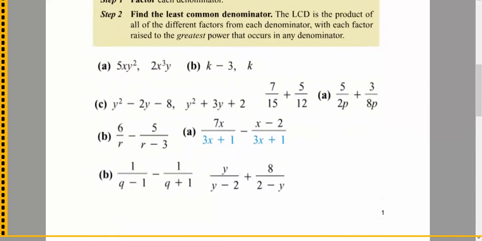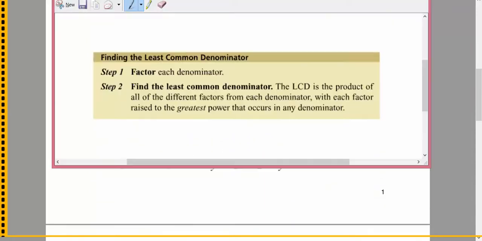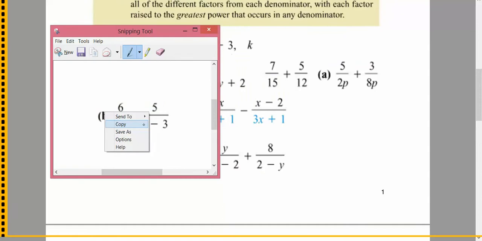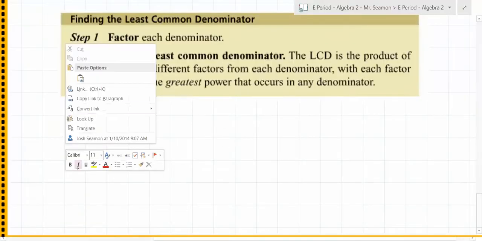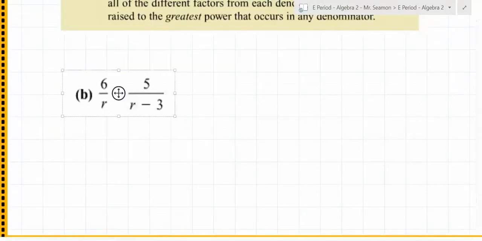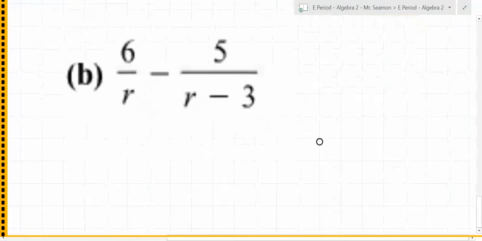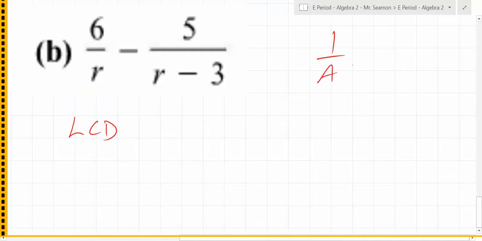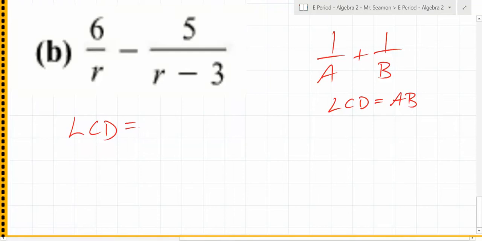So let's just start with one. Let's start with this one right here. I like this one. On this one, is any factoring needed? No. There's no factoring that can be done. But you need to identify the least common denominator. So as a hint, I'll ask you this. If I gave you 1 over a plus 1 over b, what's the LCD here? ab.